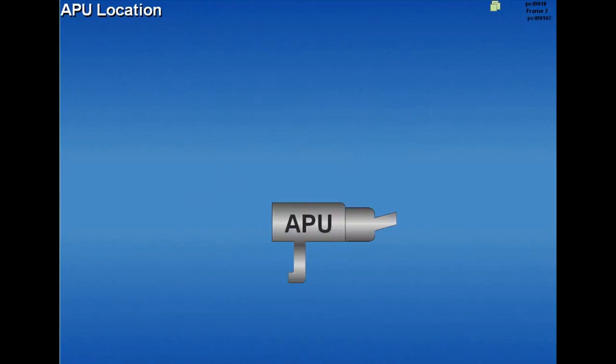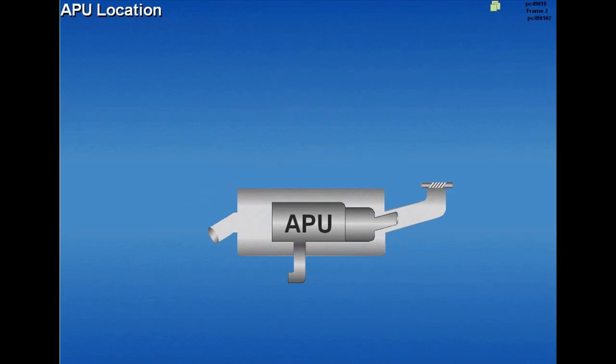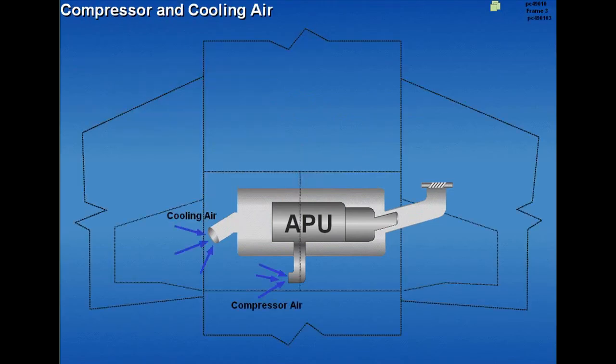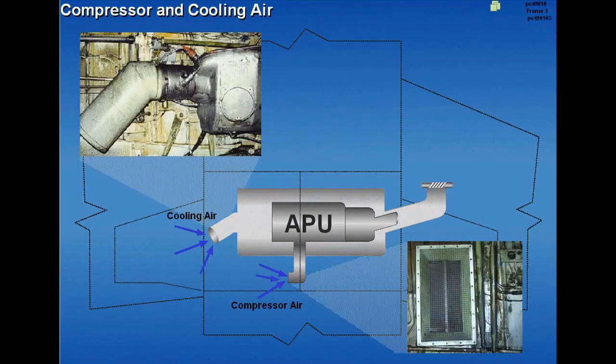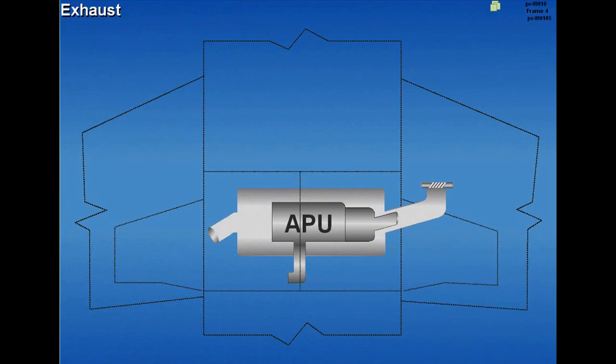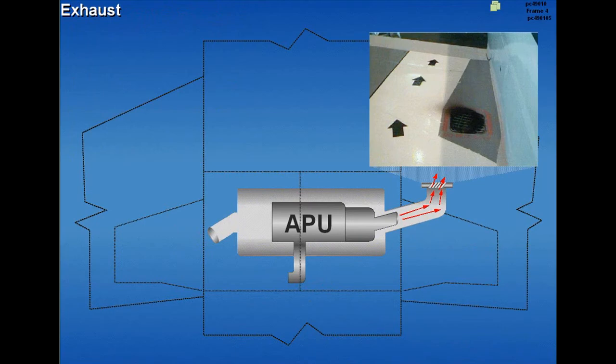The auxiliary power unit, or APU, is a gas turbine enclosed in a shroud, located in the forward section of the main wheel wells. Compressor and cooling air is drawn from the left wheel well. Cooling air is routed through a cooling air inlet door around the APU and combined with APU exhaust. Exhaust is ducted from the right wheel well through fixed louvers in the upper inboard surface of the right wing.